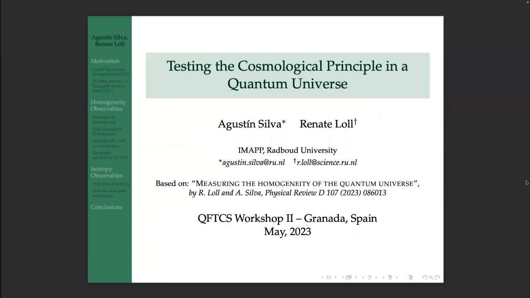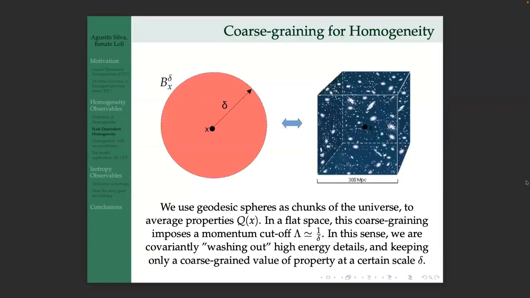So in our observables, our chunks of the universe are going to be geodesic spheres. This only requires the notion of a distance. So we know how to measure distances in this space-time, so we take a distance equal to delta, and we construct a sphere around a given point in space-time. So these are going to be our chunks of the universe, analogous to these boxes that I drew.